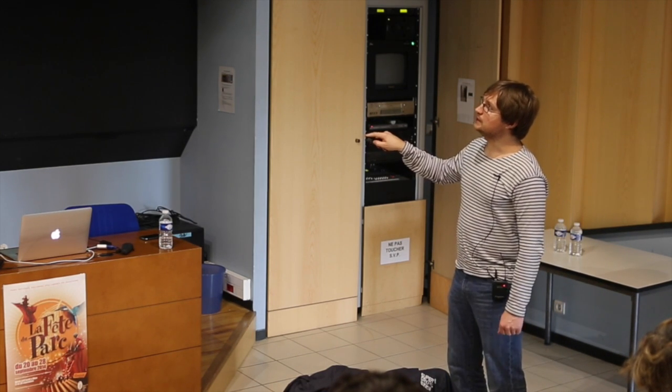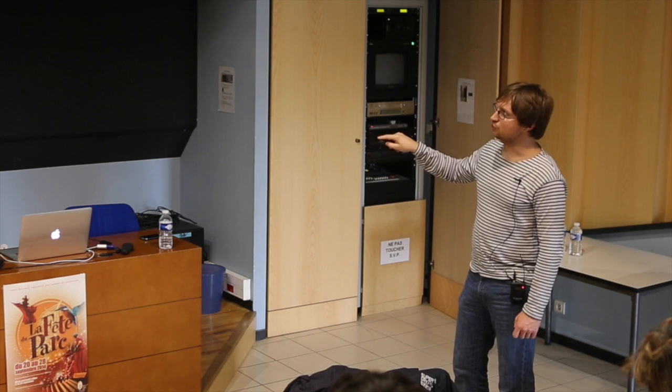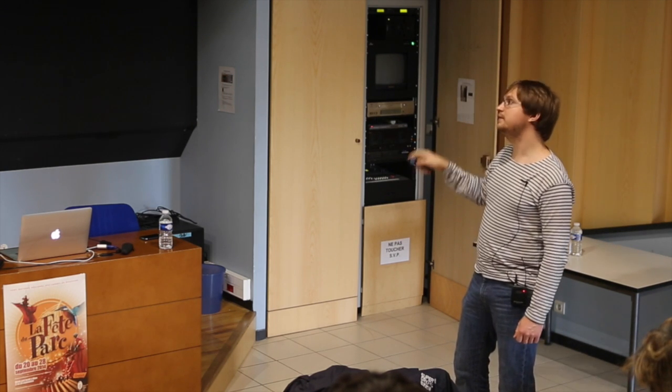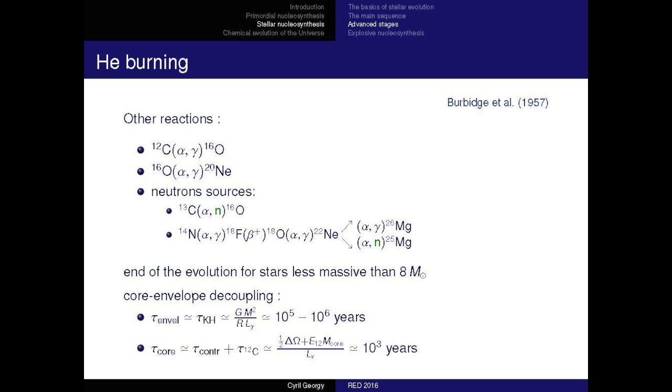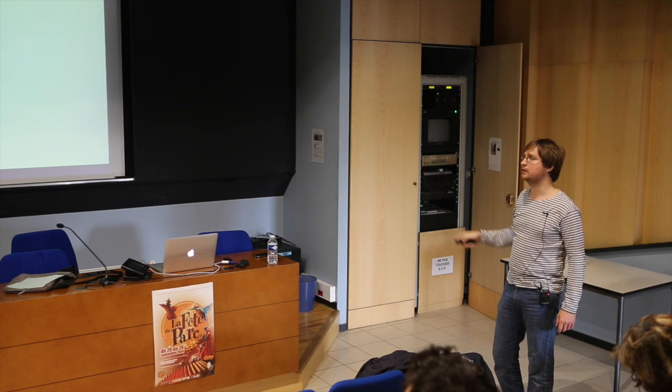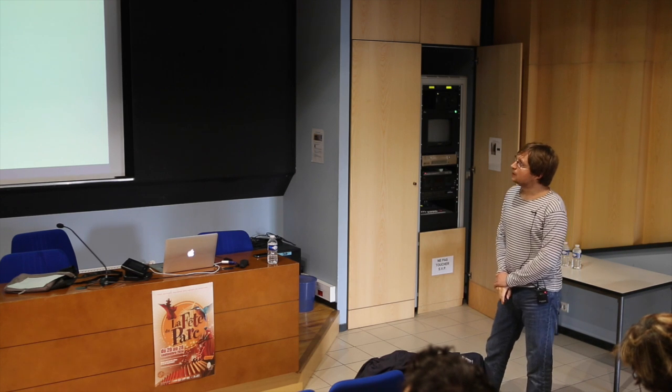Once you have oxygen-16, you can still go to heavier elements by again capturing an alpha particle and producing neon-20. This depends really on temperature. So the higher temperature you have in your core, the more towards neon-20 you tend to go. So basically, this kind of reaction can occur in the more massive star preferentially.